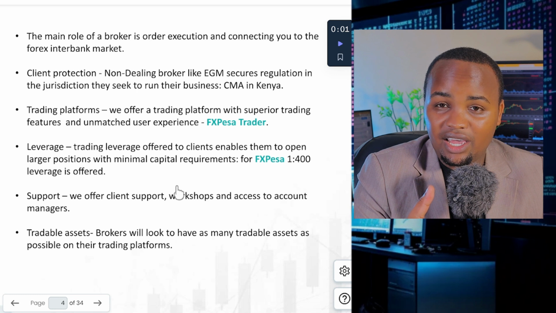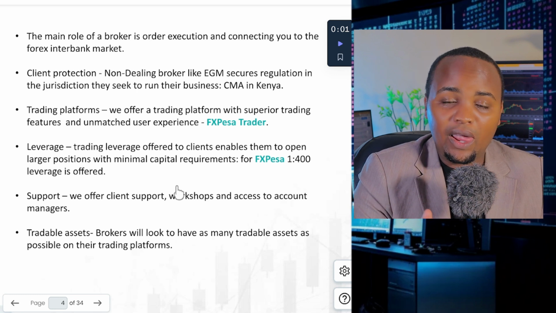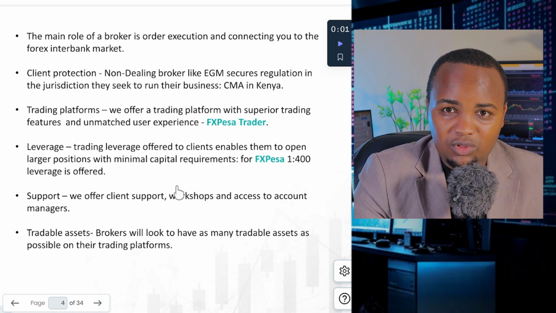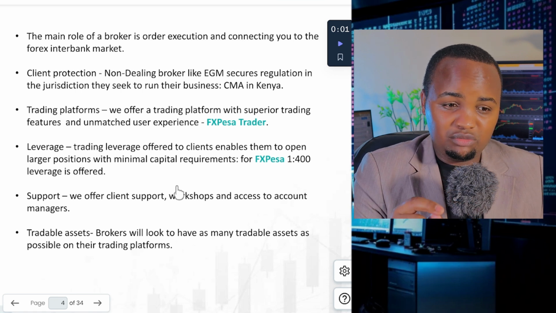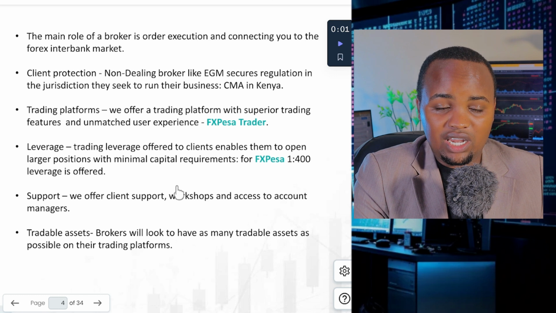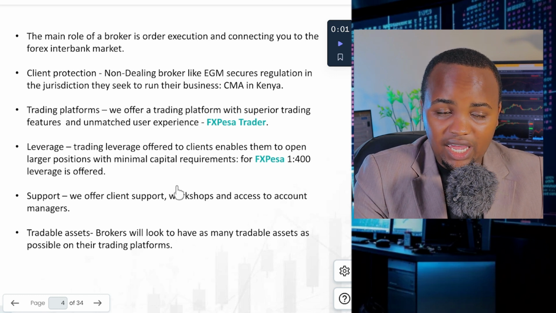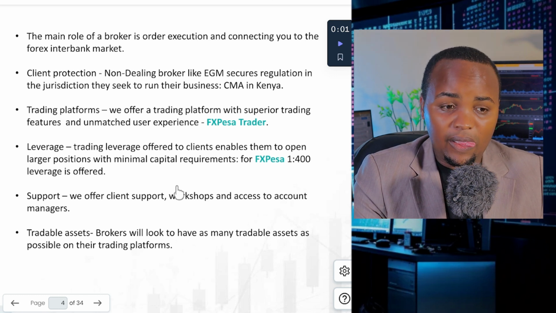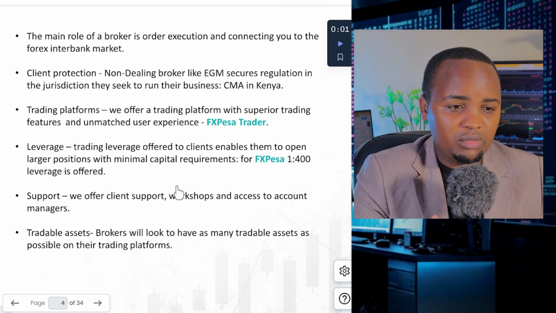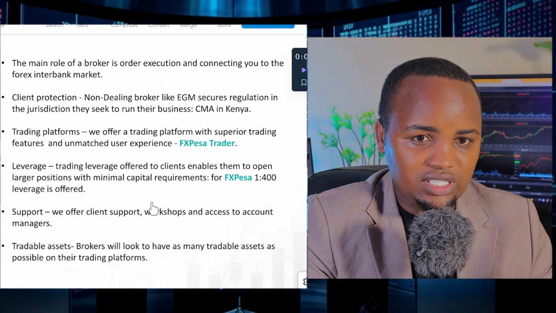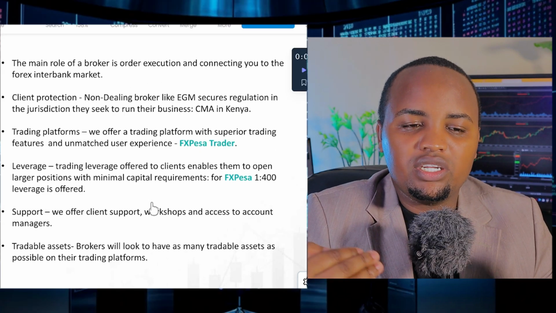Now, brokers are here to help you as a retailer, to make sure that you can even trade with your $10, by offering you what we call leverage. The highest leverage allowed for brokers regulated in Kenya is 1 to 400. Why? So that they can help you regulate the amount of money you have, whether it's small, so you'll be able to enter the market.